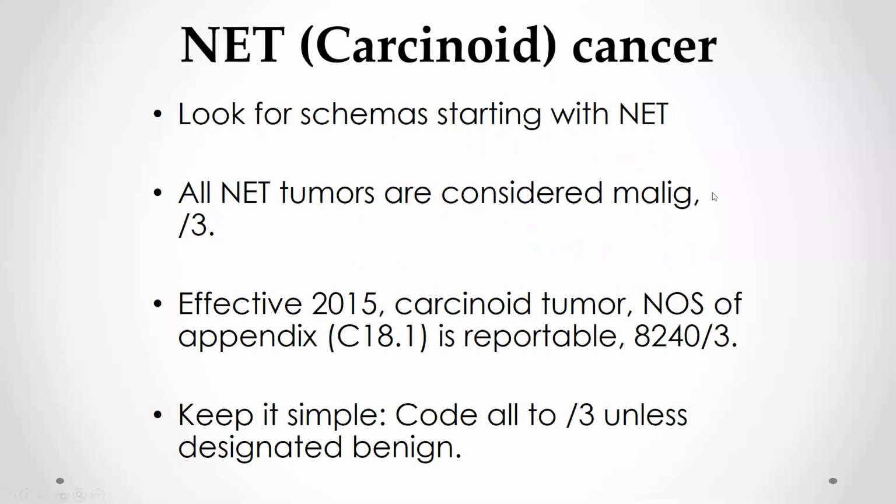Okay, just a word about the NET or the neuroendocrine tumors, the carcinoid terminology. You're probably, hopefully, not going to be seeing too much, but these schemas all start alphabetically with NET. So they do have different schemas. All of the NET tumors are considered malignant unless they say they are benign. I think I mentioned appendix carcinoid or NET of the appendix is reportable. And just keep it simple. Most of these are a behavior invasive unless it's designated that they are benign.